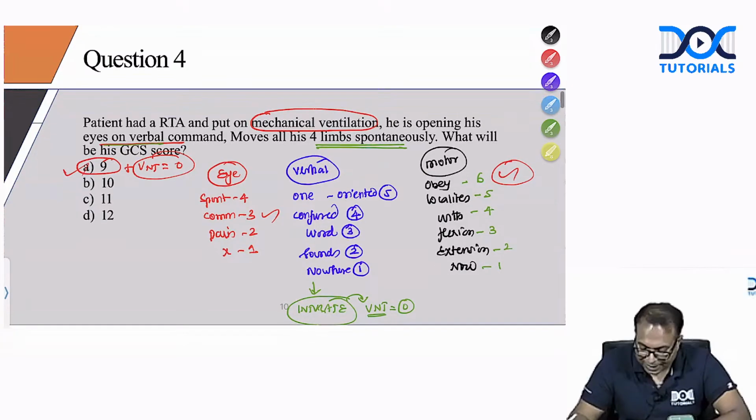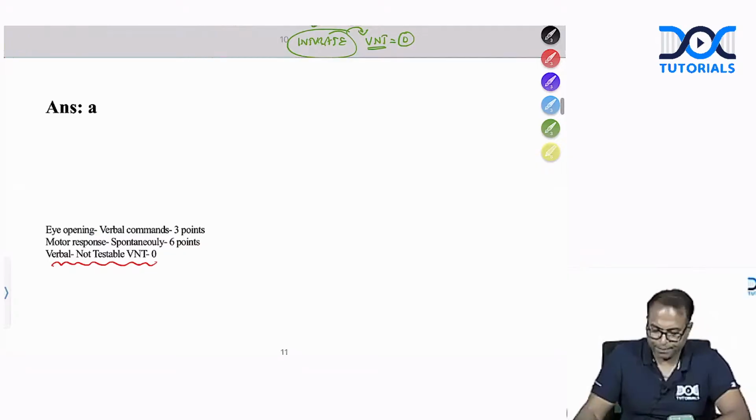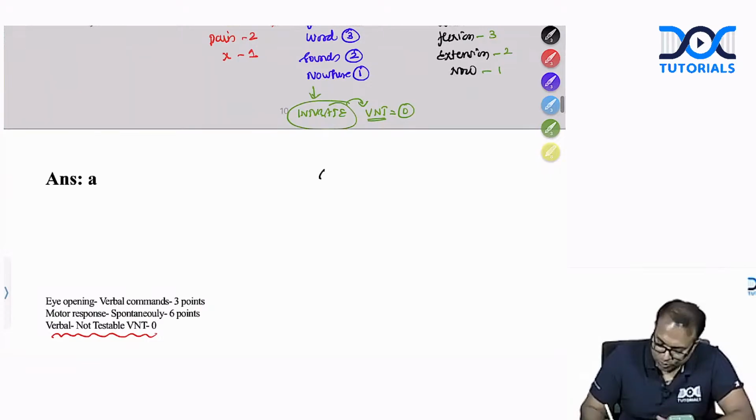So in mechanically ventilated patients, the verbal is not testable. It is 0 points. So don't forget this score. On the GCS score, there will always be a question. So now a question on GCS.